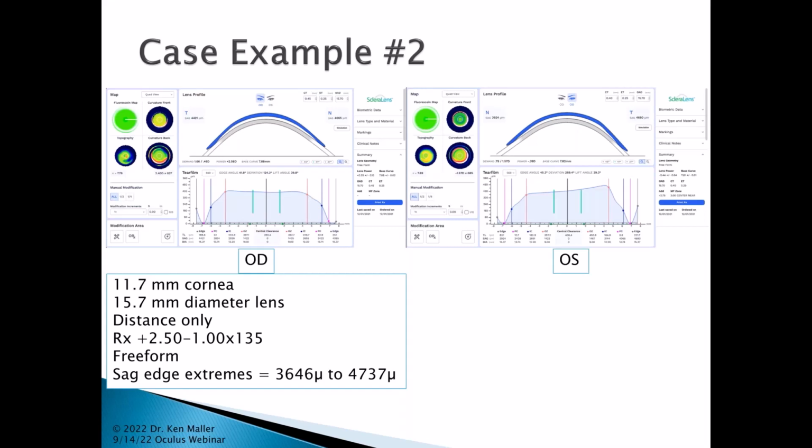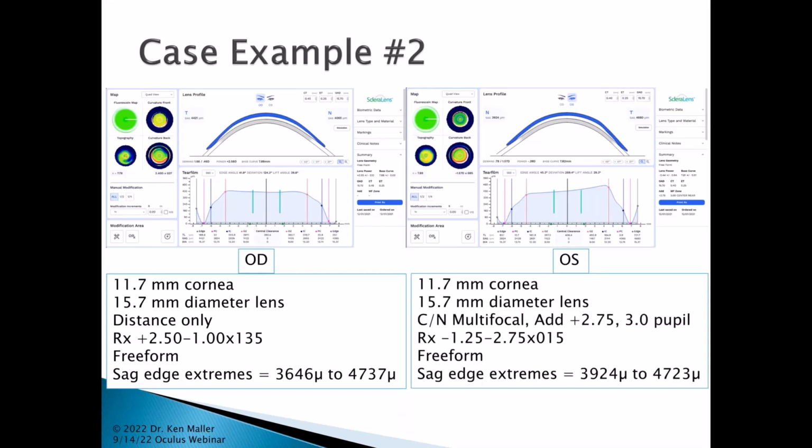It was a free-form design, and the sagittal extremes of this particular lens, you can see, are better than a millimeter difference from the highest to lowest portions of the lens out at the edge. On the left, once again, a 15.7 millimeter diameter lens. I designed a center near multifocal with a 2.75 add and a 3 millimeter pupil. Put in the Rx. It's a free form. And once again, here on the sagittal edge extremes, you can see that also we're just shy of about a millimeter difference between the deepest and shallowest portion of the edges of the lens. And a millimeter certainly is very significant when we're talking about scleral elevations.